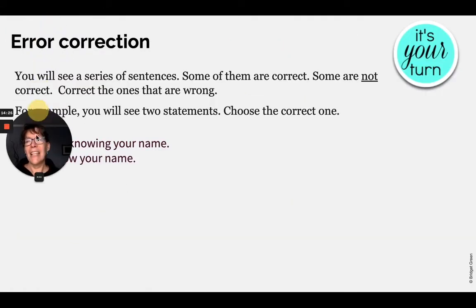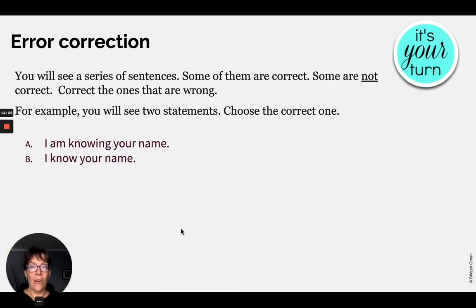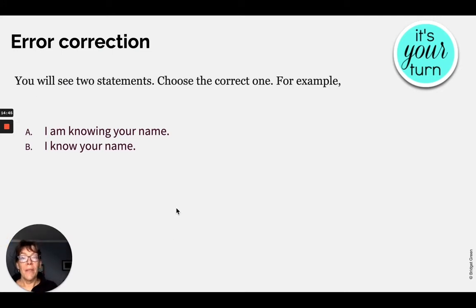Right. Have a look at these and see if you can correct the errors. You will see two statements. Choose the correct one. For example, I am knowing your name. I know your name. Which one is correct? Look at the verb. The verb know can only be used in the simple tense, not in the progressive. So the other one, I am knowing your name, that's wrong. Know is a stative verb for thoughts.